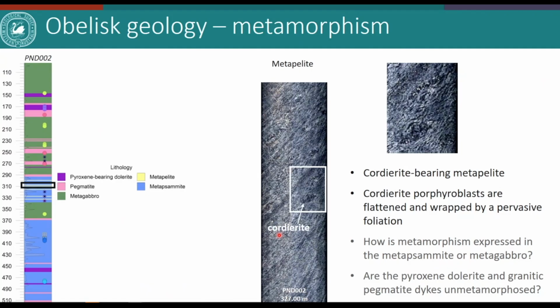The metamorphic facies is probably amphibolite facies, and that's determined from the presence of cordierite in the metapelite and garnets, and these porphyroblasts are wrapped by micas. Both the metasamite and the metagabbro are also metamorphosed to amphibolite facies, whereas it's a bit unclear at this stage whether the dolerite and pegmatites are metamorphosed. Thin section work will resolve that question.